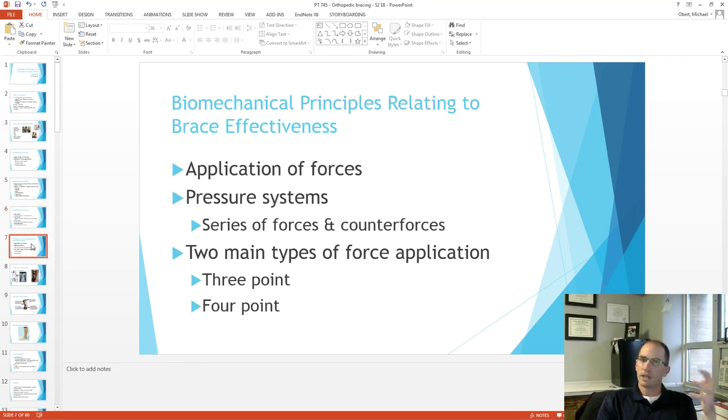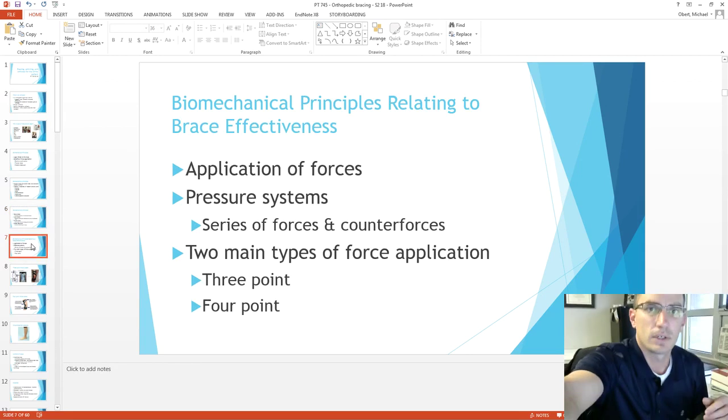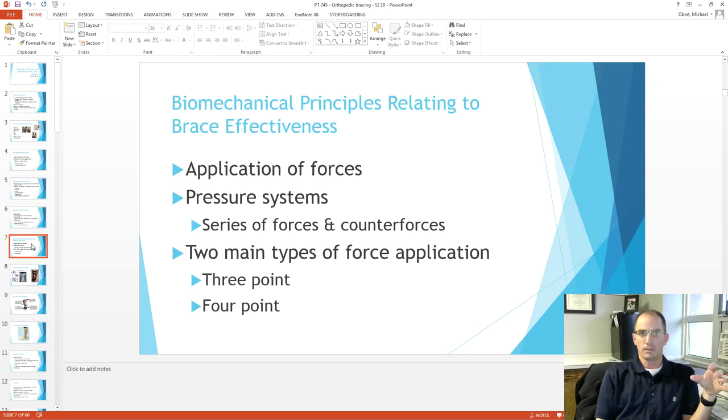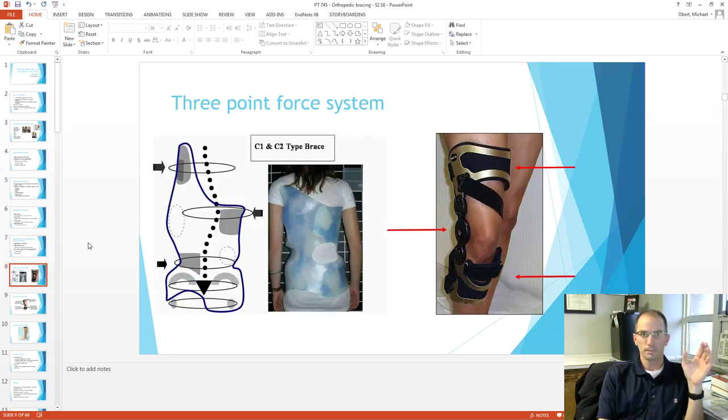If we look at brace effectiveness, we need to look at the application of the forces. Sorry, I'm going to keep adjusting this. Application of the forces, we look at pressure systems, the series of forces and counter forces. We'll talk about that a little bit more. And we have 2 really main types of force application. So it's usually either a 3-point or a 4-point application. And this just helps us achieve our goals depending on what we're looking at.